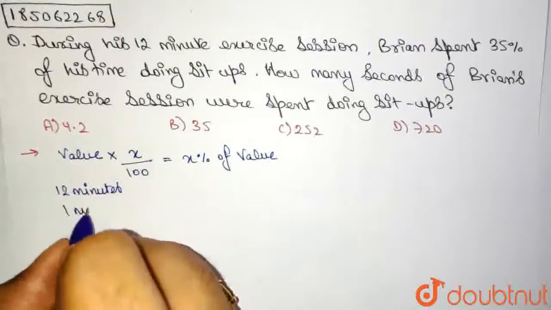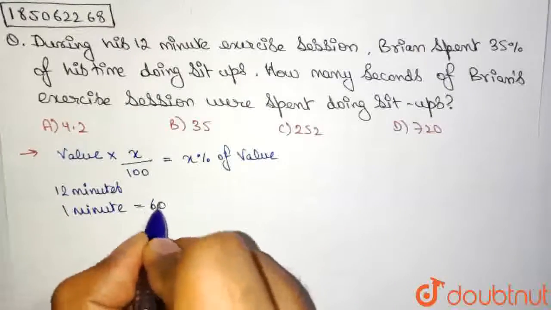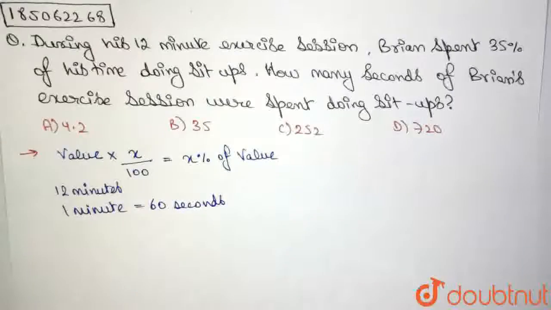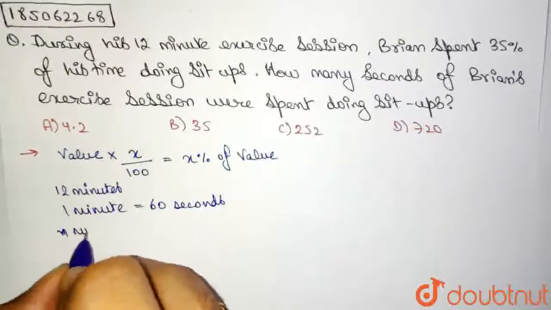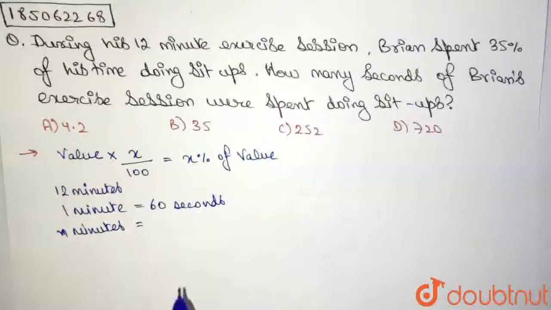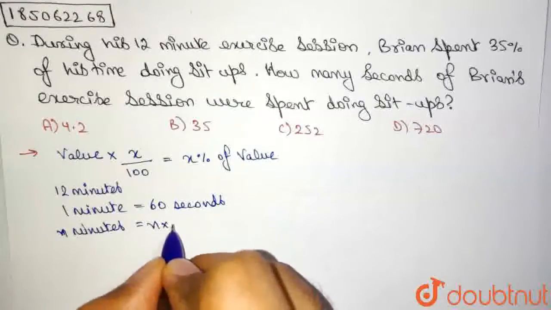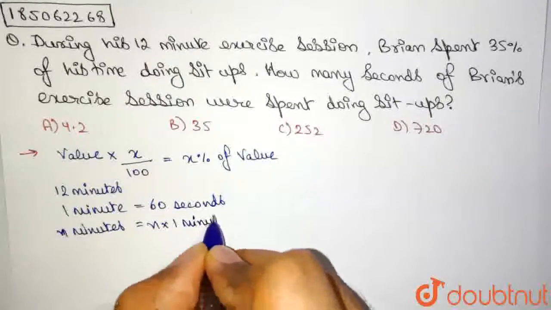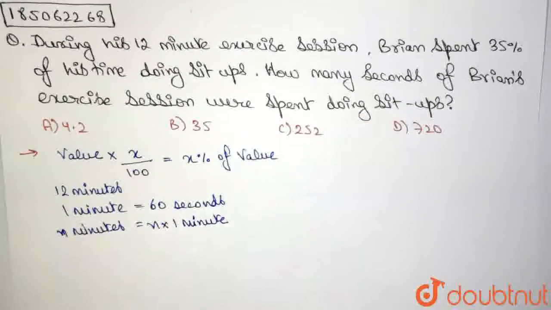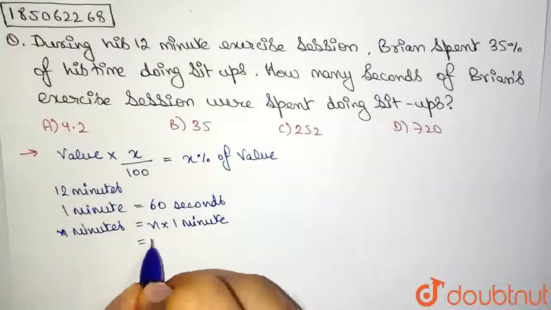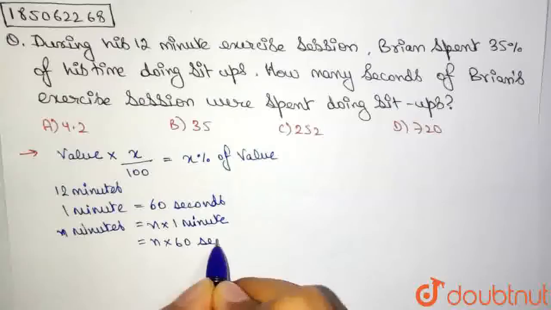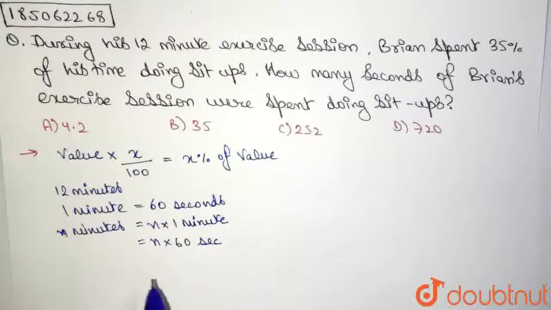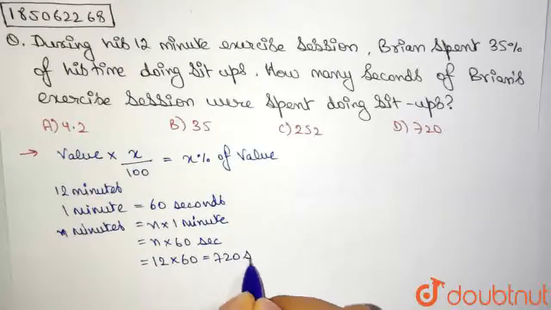Now, since 1 minute is equal to 60 seconds, we can say n minutes is equal to n into 1 minute. N minutes is n times 1 minute. And since 1 minute is 60 seconds, this is equal to n into 60 seconds. In the same way, 12 minutes is equal to 12 into 60, which equals 720 seconds. So we have found out the value of 12 minutes, which is 720 seconds.